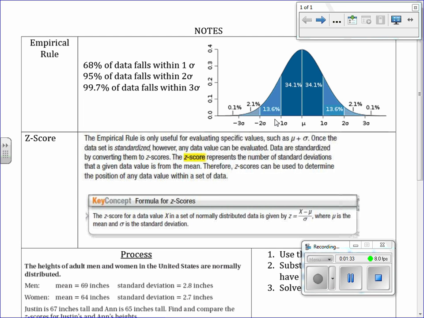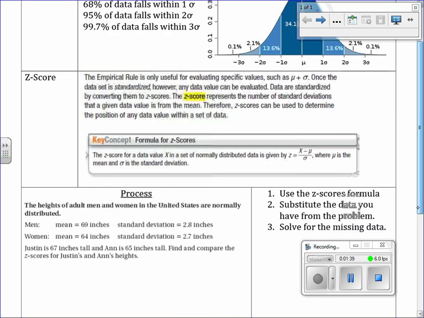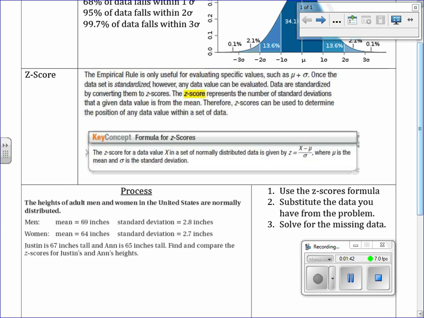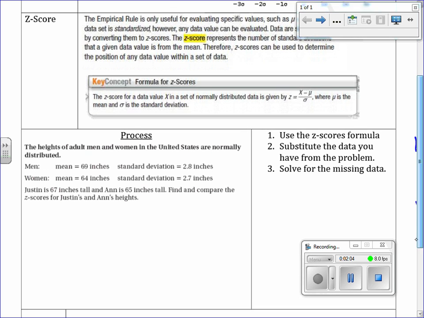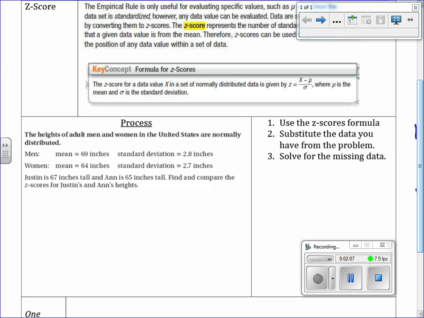So let's go ahead and take a look at this. There's a formula for Z-score, and you have it on your formula sheet as well: the X value minus the mean, all divided by the standard deviation. Okay? So in order to solve this, you have your formula sheet, you're given this data. You might be required to actually figure out the standard deviation. In this particular problem, you're not, okay? So it says Justin is 67 inches tall, Ann is 65 inches tall. Find and compare the Z-scores for Justin and Ann's heights.